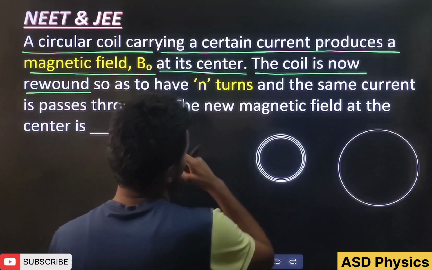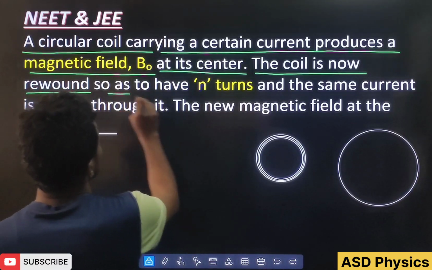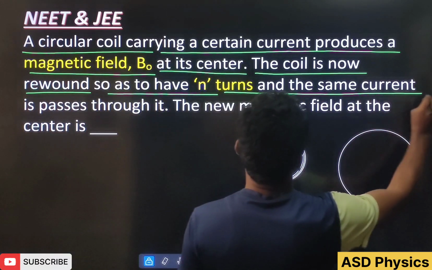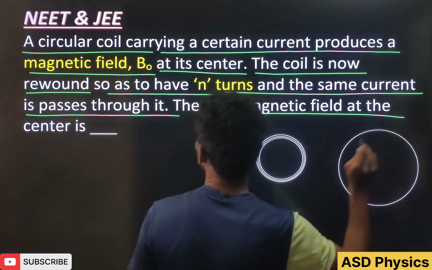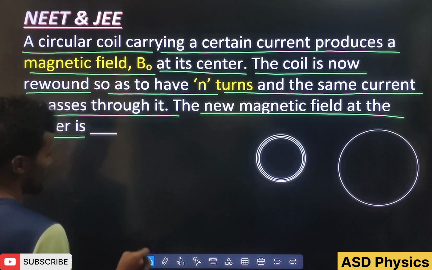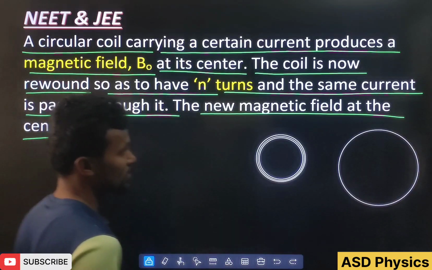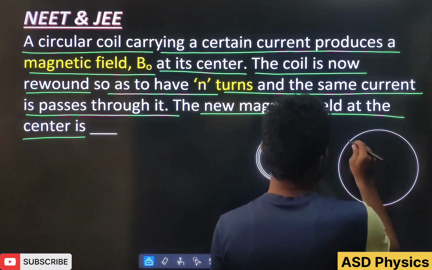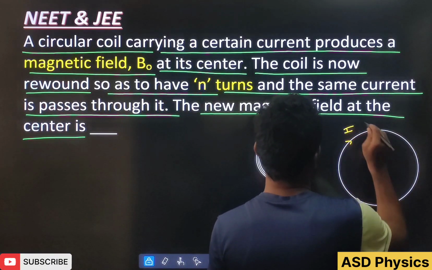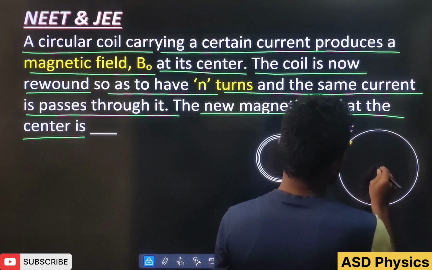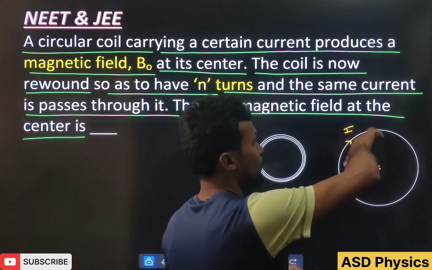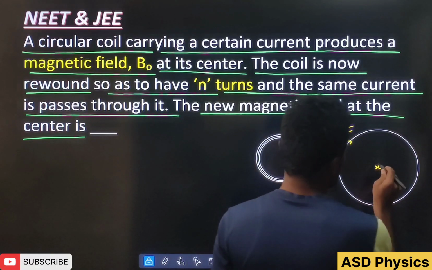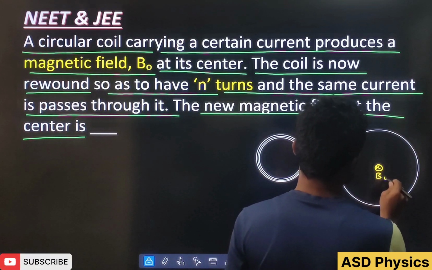Now see, the coil is now rewound so as to have n turns and the same current passes through it. The new magnetic field at the center is how much here? First, what is given in this situation? Let's take the current as I. The magnetic field, by the right hand curl rule with all the fingers along the current, palm towards the observation point, thumb is inside. So anyhow the magnetic field will be inside, B naught.